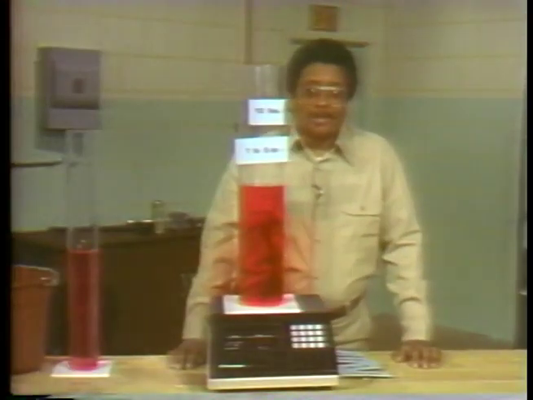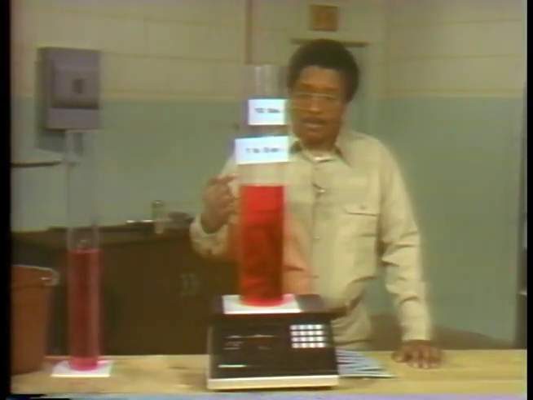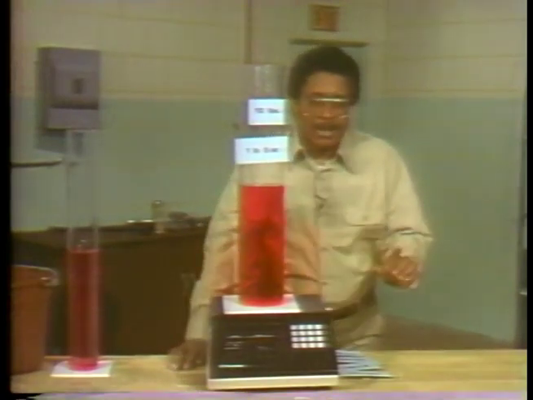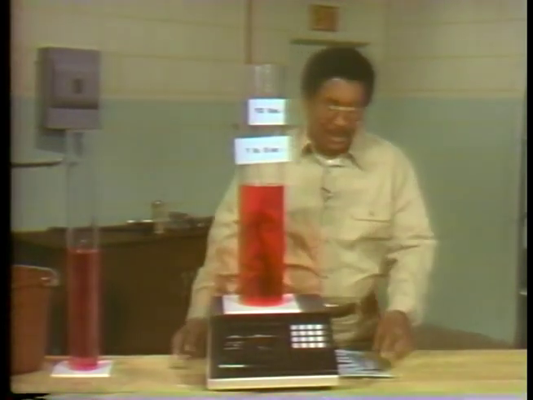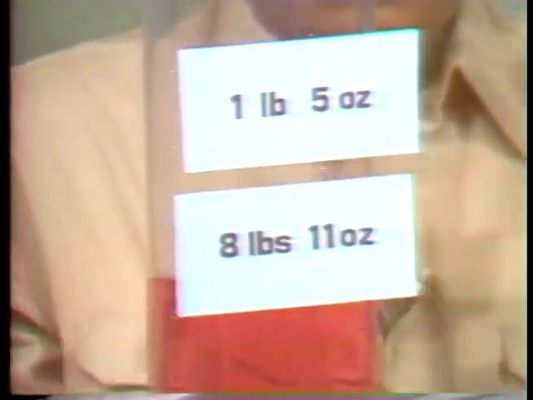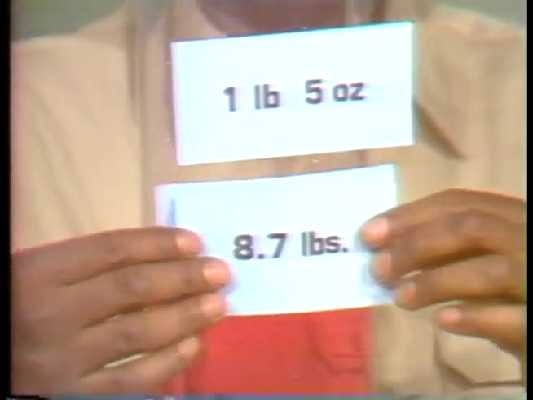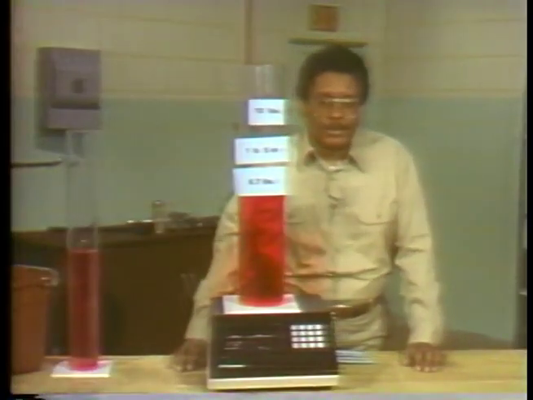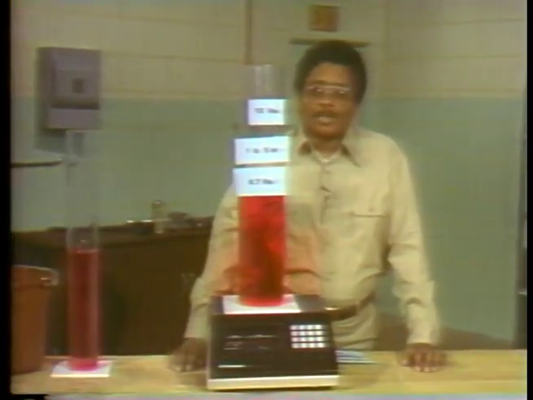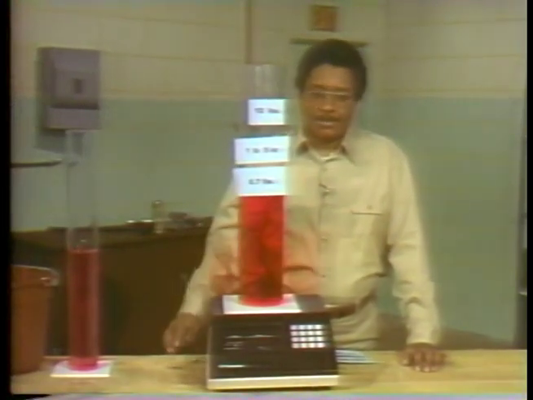Next, we subtract the weight of the container, which is 1 pound, 5 ounces. 1 pound, 5 ounces from 10 pounds leaves 8 pounds, 11 ounces. And that's about 8.7 pounds. So, the force exerted by the water is approximately 8.7 pounds.